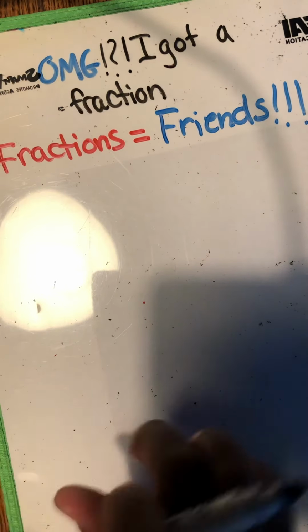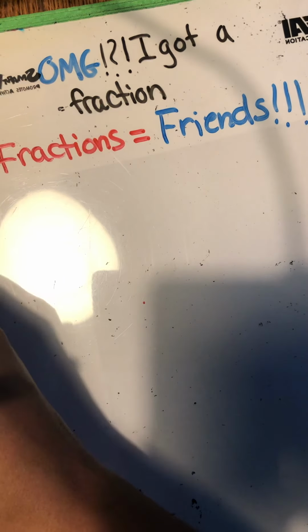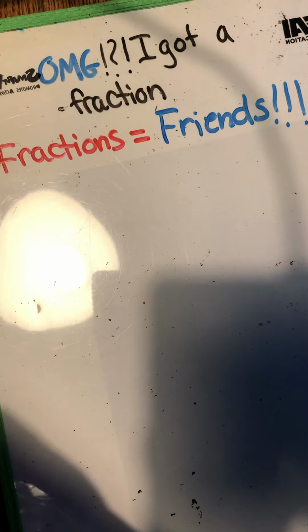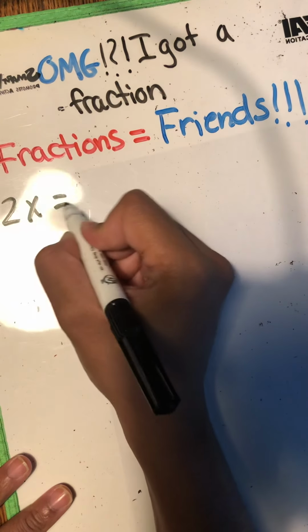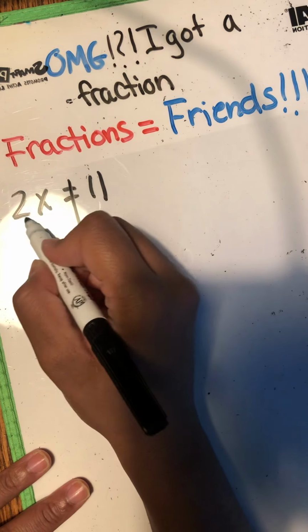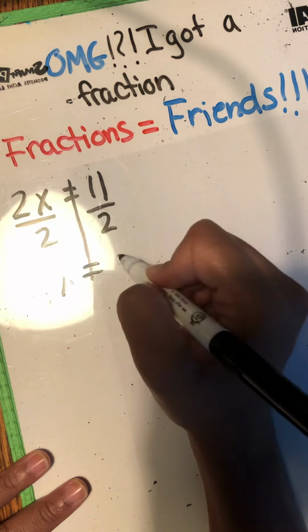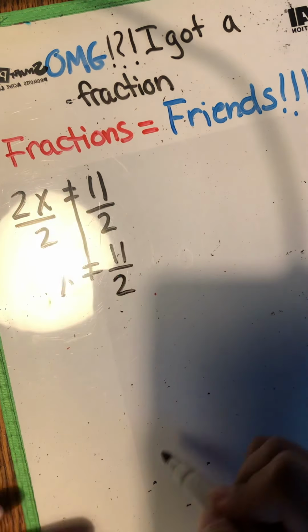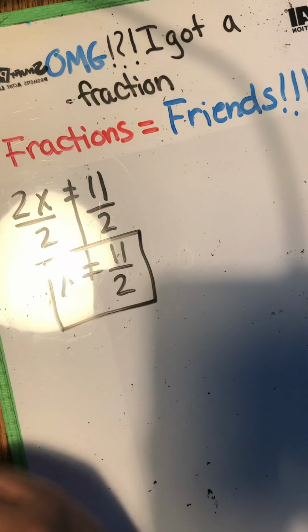So when you are solving equations, you're going to get fractions as some of your answers. They're not going to work out to be integers all the time. I wish life was that easy, but they're not. If I have 2x equals 11, I know I'm going to get rid of that times 2 by dividing by 2. Oh my goodness, I get a fraction as my answer. Do not change this to a decimal. Do not change this to a mixed number.